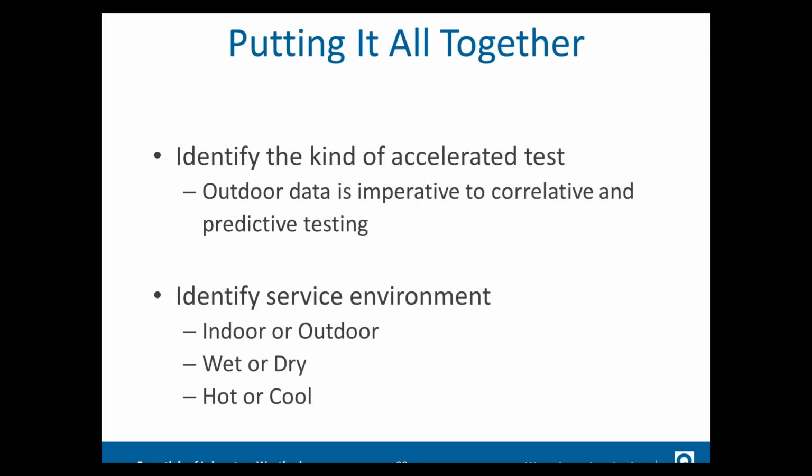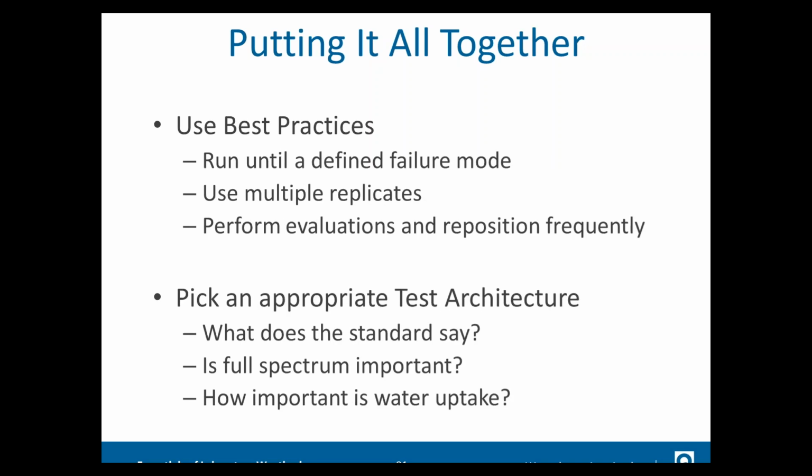Are your problem places wet or dry climates, hot or cold? These are things to keep in mind when developing an accelerated test. Use best practices. So if you have a failure mode that you're looking for, keep running the test until you get there. If you stop a test prematurely because it met the 2,000 hours that you wanted it to last, you don't know if that material is going to fail at 2,001 hours or 9,000 hours. So run until you actually get to your failure mode.